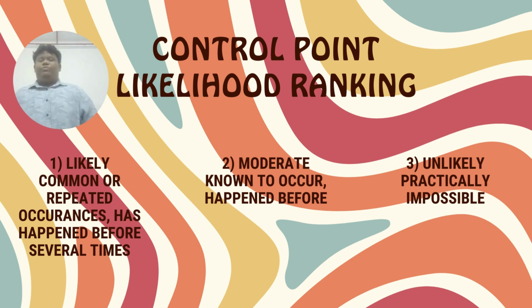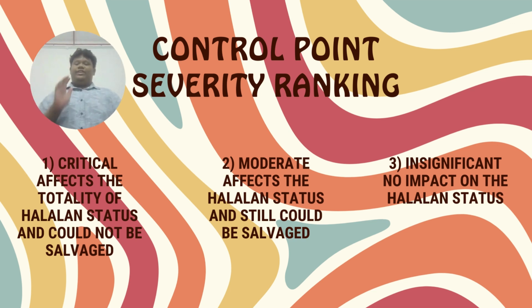Next is the control point severity ranking, which also has three levels: critical, moderate, and insignificant. Critical will affect the halal status of the product and could not be salvaged, meaning it cannot be saved. For example, contamination between halal and haram material, like haram material inside the product, such as gelatin made from pork. We use the gelatin made from pork in our product, so it cannot be saved. We need to dispose of it as soon as possible.